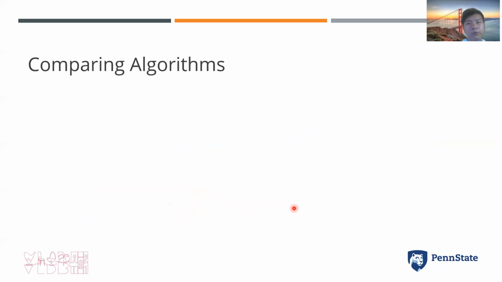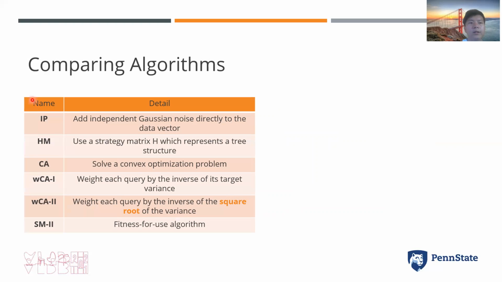Then we come to the experiment part. We want to make sure our algorithm works well, so we have some comparing algorithms. The IP just adds independent Gaussian noise to the vector. HM uses a strategy matrix X to solve the matrix mechanism problem. The CA is a complex optimization solver for the matrix mechanism problem in L2 space.